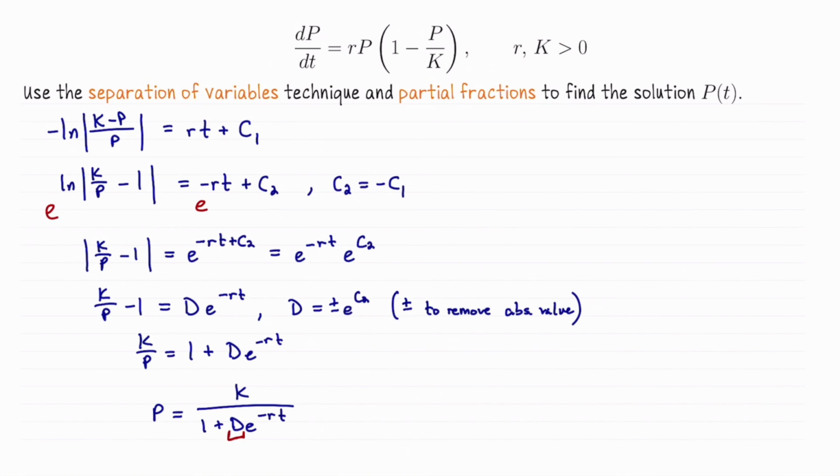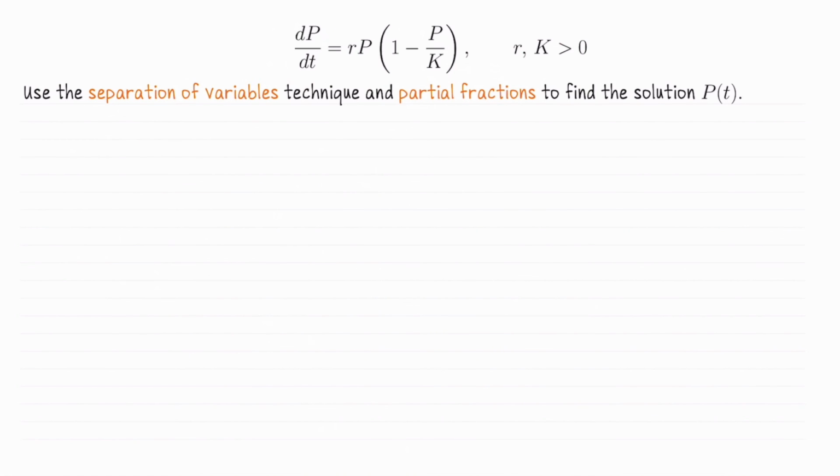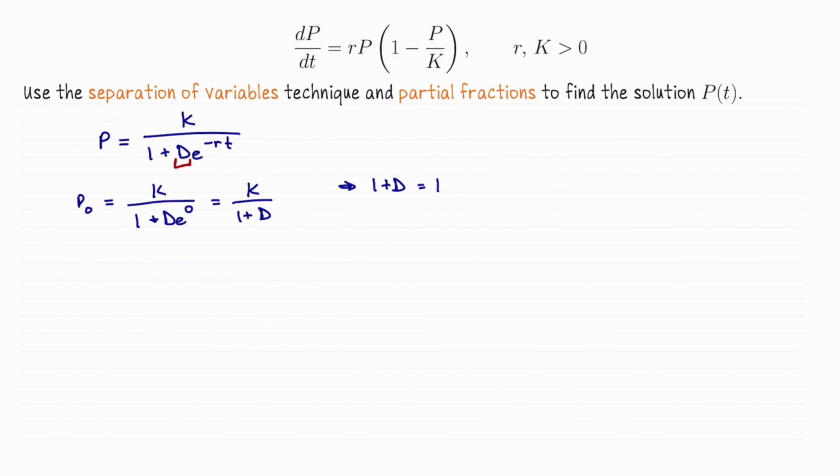It looks like we're done, but we're not, because we want to take d now and replace it with something more specific that tells us information about the initial population. So let's see what that information needs to look like. If I plug t equals 0 into the left-hand side, I get the initial population, and when I plug it into the right-hand side, I get k divided by 1 plus d e to the 0, which is just k divided by 1 plus d. Let's solve for d now. This tells us that 1 plus d is k divided by the initial population.